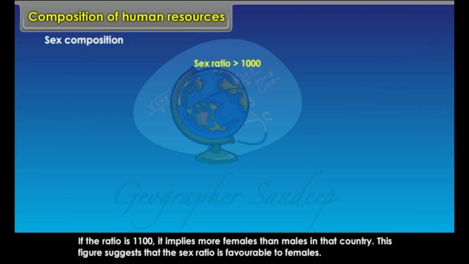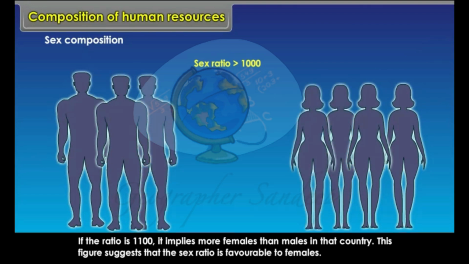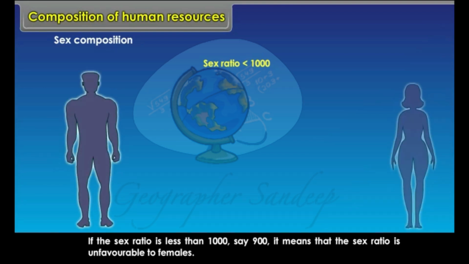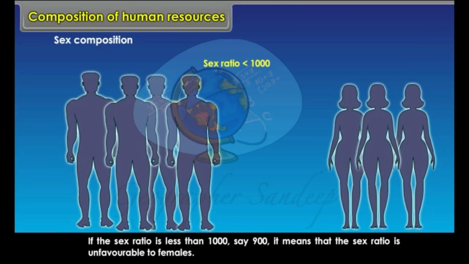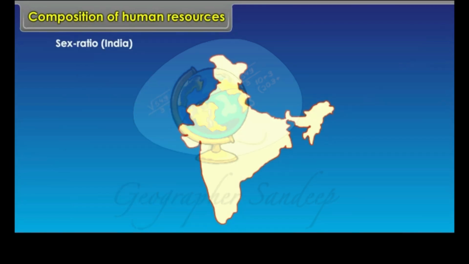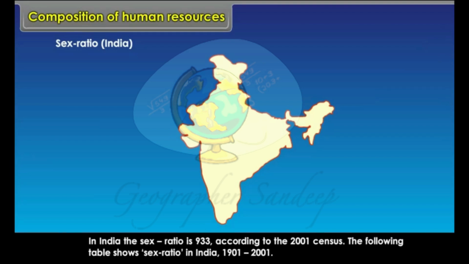If the ratio is 1,100, it implies more females than males in that country. This figure suggests that the sex ratio is favorable to females. If the sex ratio is less than 1,000, say 900, it means that the sex ratio is unfavorable to females. Sex ratio India. In India, the sex ratio is 933 according to the 2001 census.